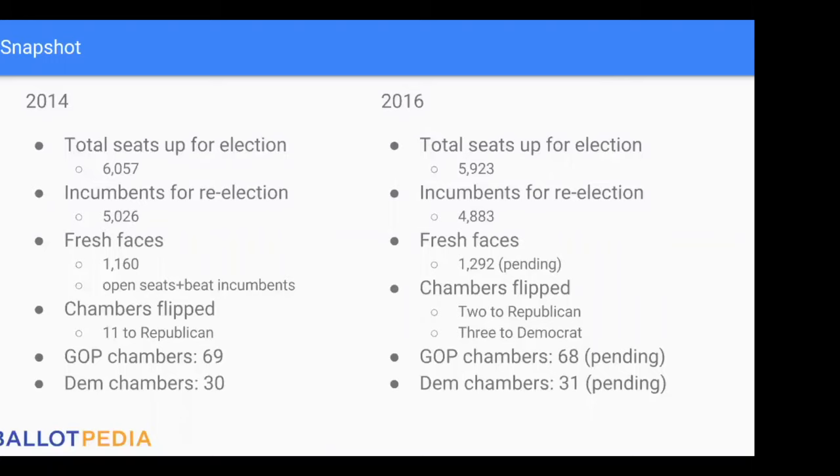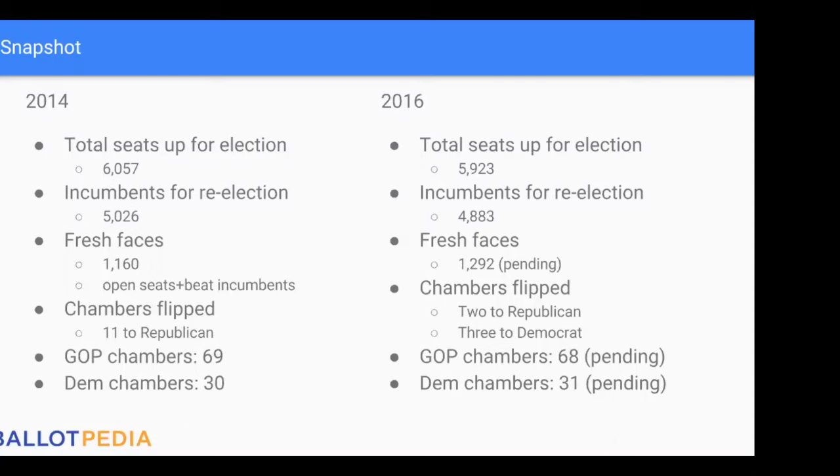As you can see, we have the total number of seats up for election, as well as the number of incumbents seeking re-election. Those elections took place in 87 of the 99 legislative chambers across the United States in 2014. We also have the total number of fresh faces elected to state legislative seats. These newly elected legislators won open seats or they defeated incumbents. Ultimately, 92% of incumbents won re-election in 2014. As a result, 11 state legislative chambers flipped to Republican control. 9 of these chambers were previously held by Democrats, while Republicans gained an outright majority in 2 chambers that were previously ruled by coalition. The resulting total was 69 Republican chambers and 30 Democratic chambers.